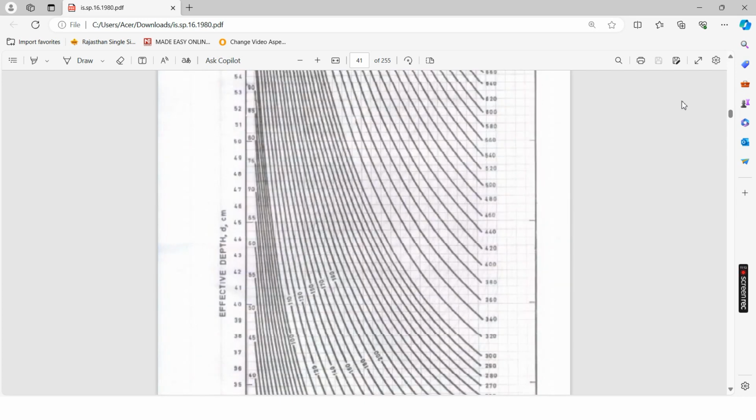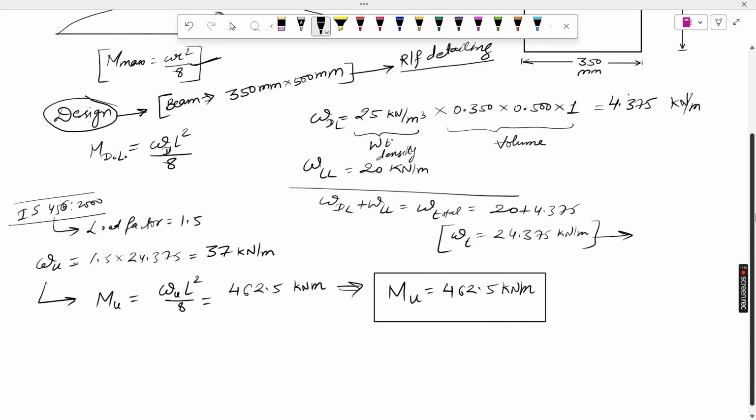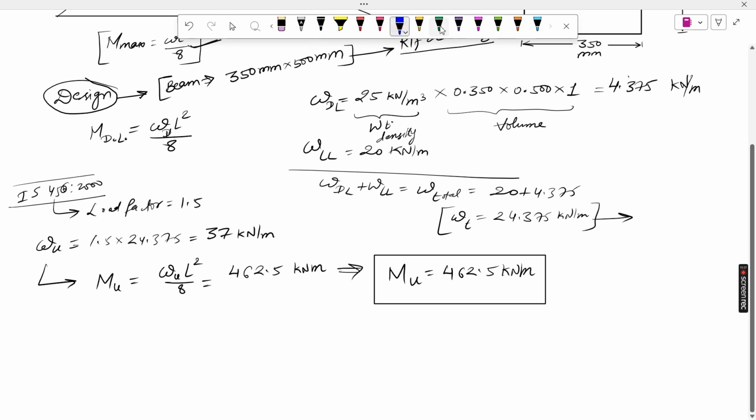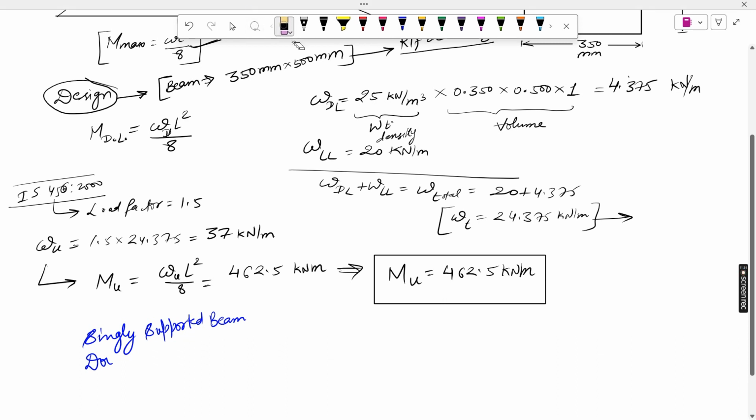Okay, this is it. So we have two options, there are two types of beam. The first beam is our singly reinforced, oh, it's a mistake, it should not be written like this. Singly reinforced and doubly reinforced.